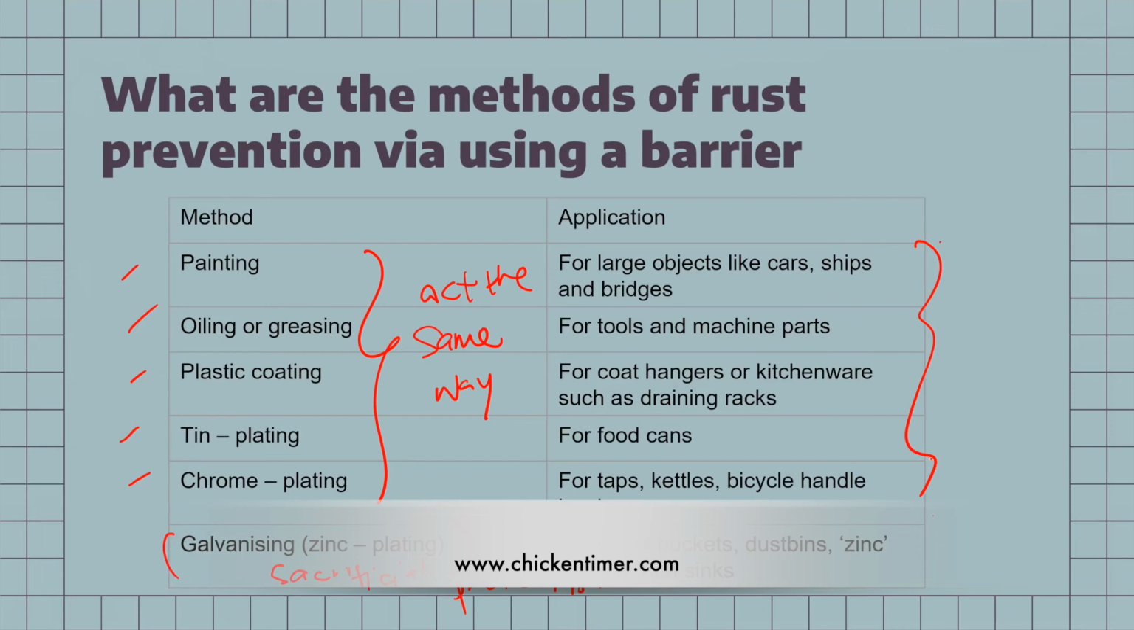I'm sure you know what painting is. Oiling and greasing just means you put a layer of oil on the metal. Plastic coating means you coat plastic on top of the metal. Then tin plating, chrome plating, and zinc plating just means you cover iron with another metal, a thin layer of metal.